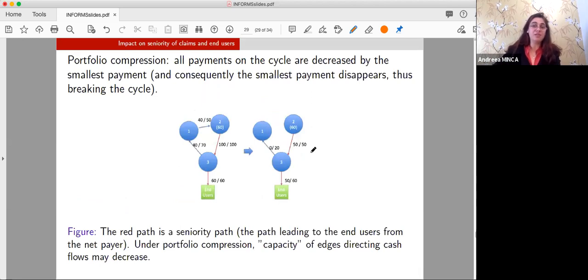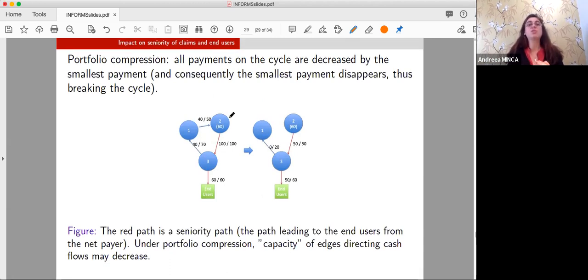And in portfolio compression, it is very similar, and it's a situation that has been pointed out by other researchers as well. All payments on the cycle are decreased by the smallest payment. So I take the exact same example as before. The smallest payment here is going to be 50. And so then in this portfolio compression game, we are going to have that 2 owes 50 to 3, and 3 owes 20 to 1, and then 3 owes 60 to the end users. And well, the seniority, however, is going to be kept.